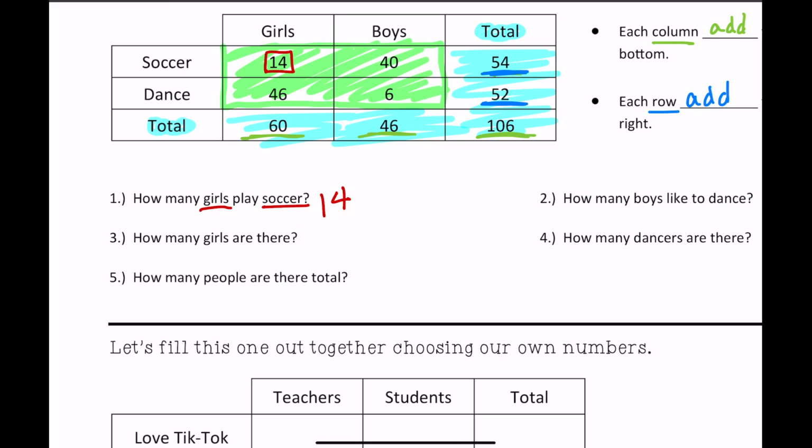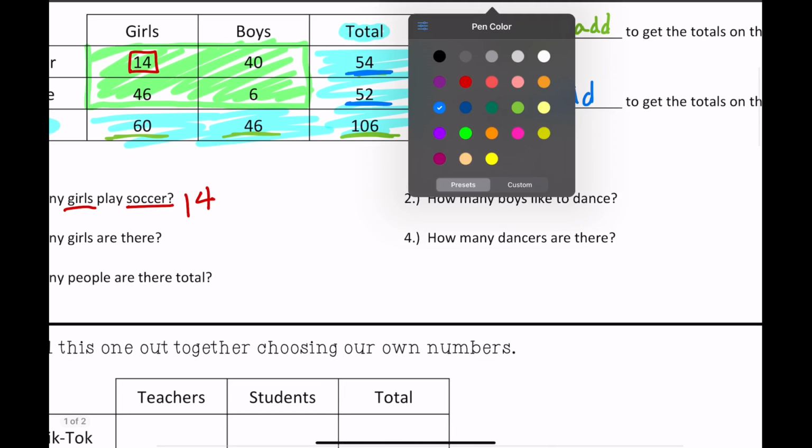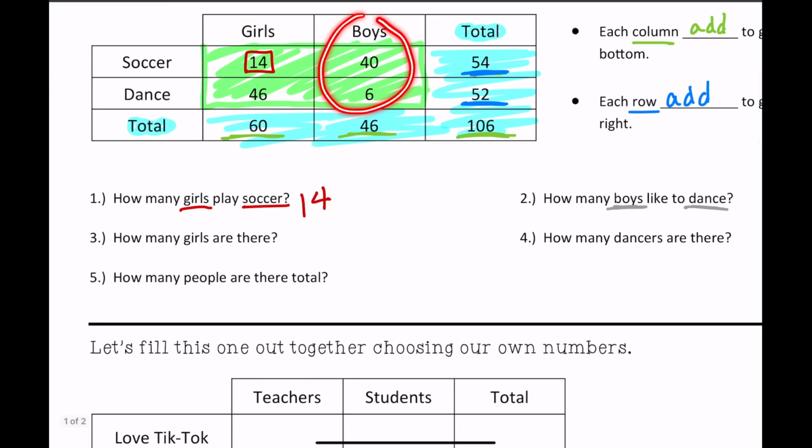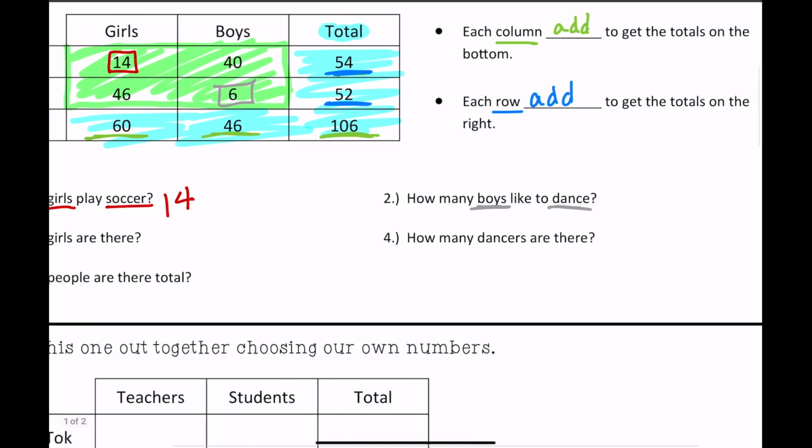Okay, next one, how many boys like to dance? So we have boys, we have dancing. There, let's make it so you can see it. So we have boys and we have dancing. So where do they cross paths? Right here at 6.